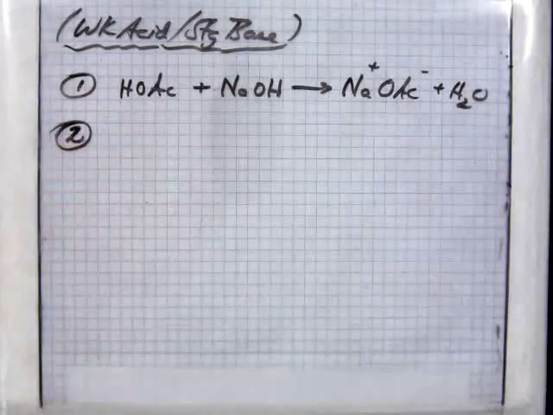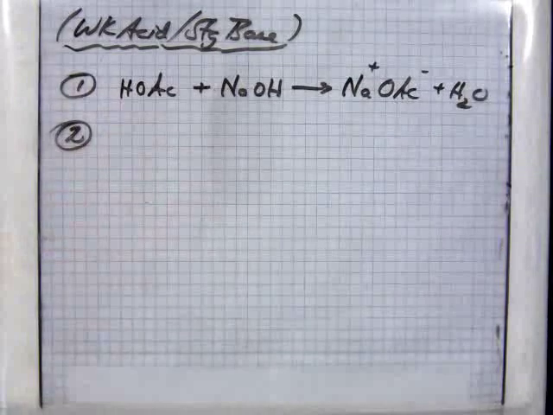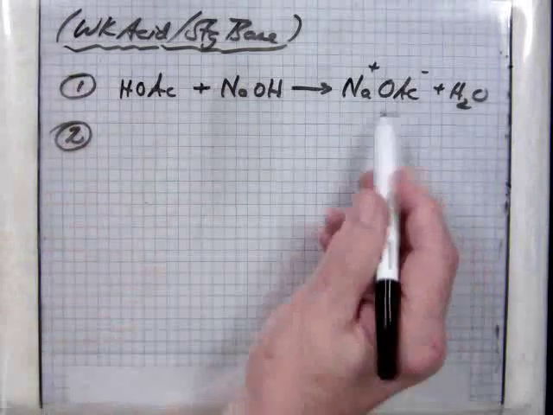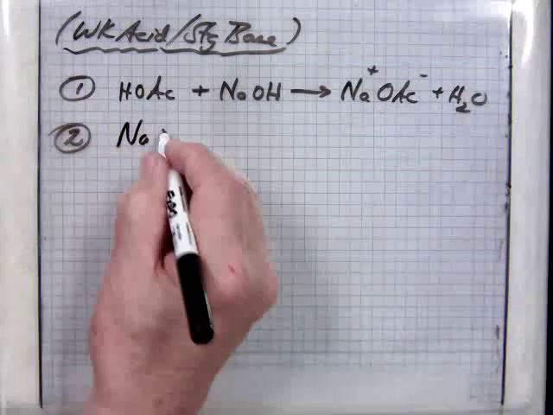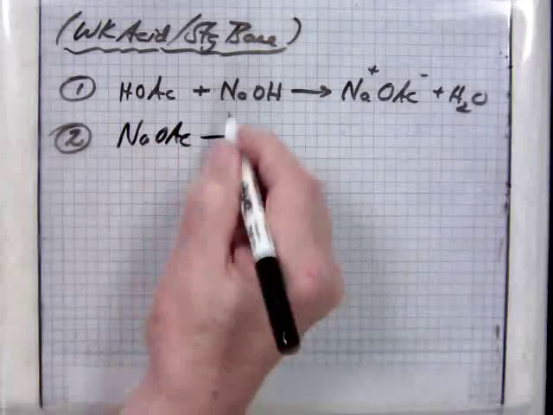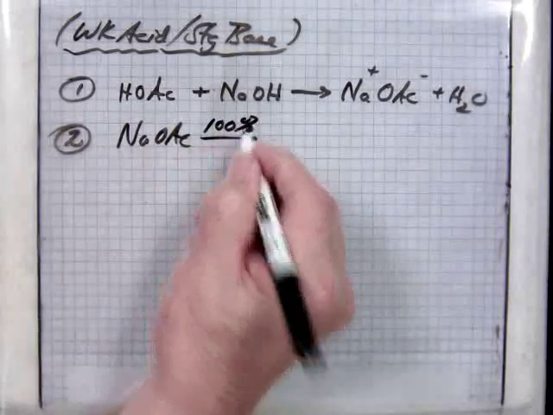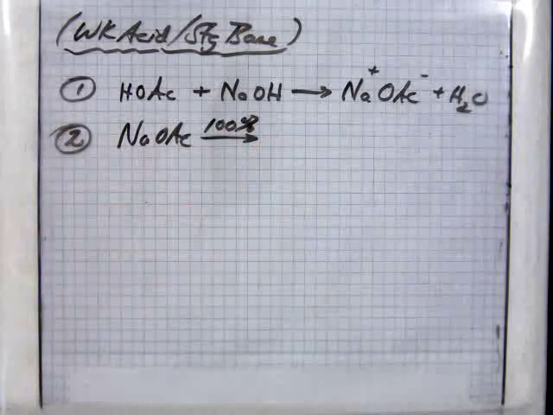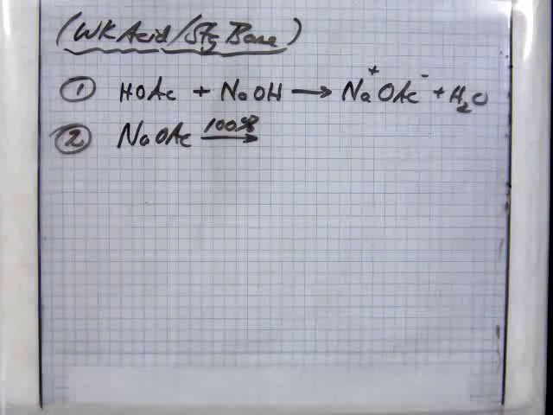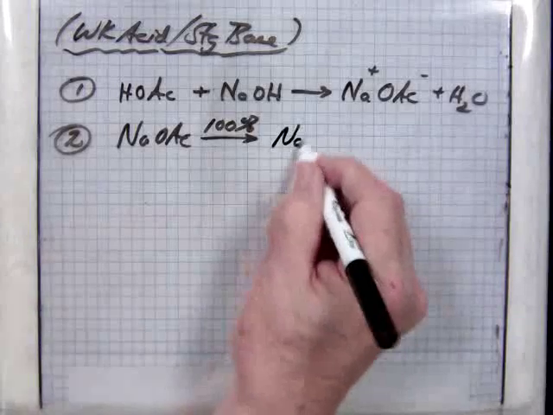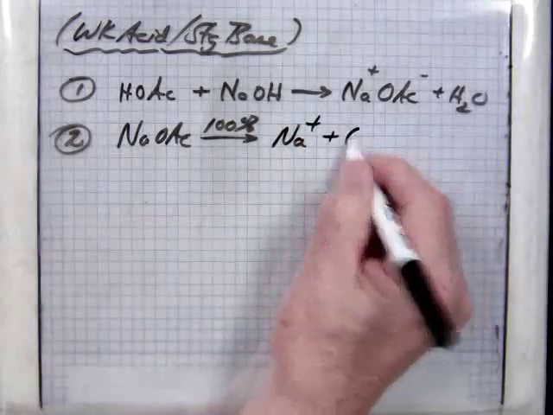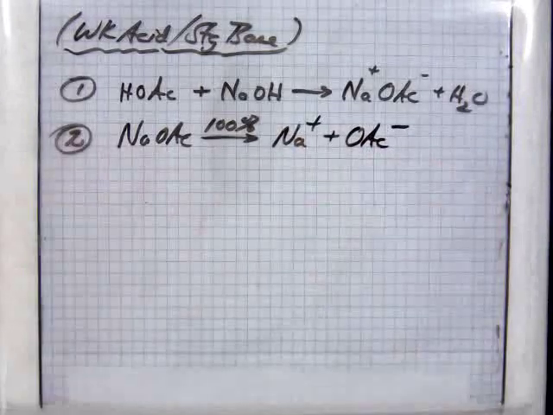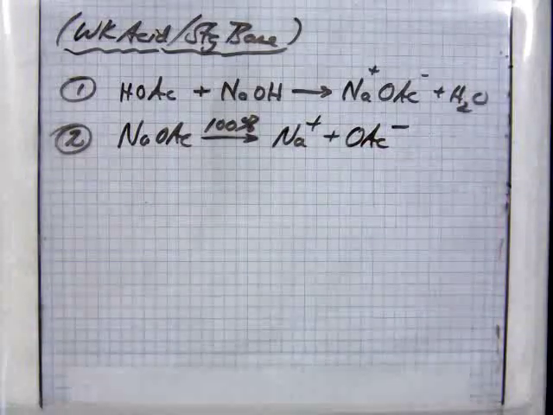The second reaction in the analysis here is the salt ionization. So we want to take NaOAc. All salts ionize 100%. Now, not all salts have the same solubility. We'll learn that in the next chapter. But whatever does go into solution ionizes always 100%. So we have sodium ions and acetate ions in that solution at the equivalence point. At the equivalence point, we don't have anything else yet.